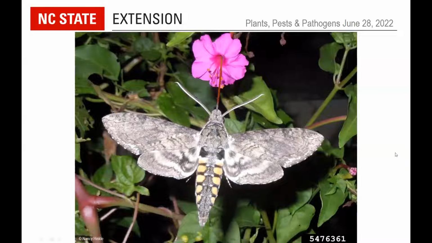Now, the adults are night-flying, very large moths that are actually pollinators. You can see this one extending its proboscis into a flower. So they can be important. And they are very beautiful moths, but again, the larvae are feeding on your tomatoes probably.